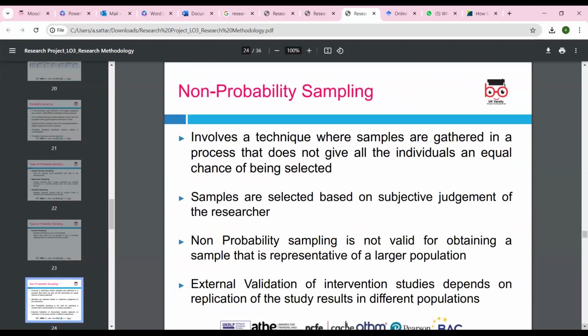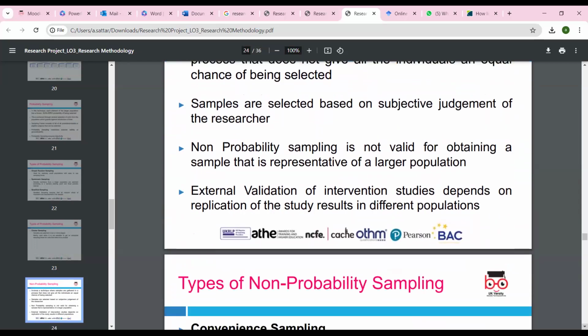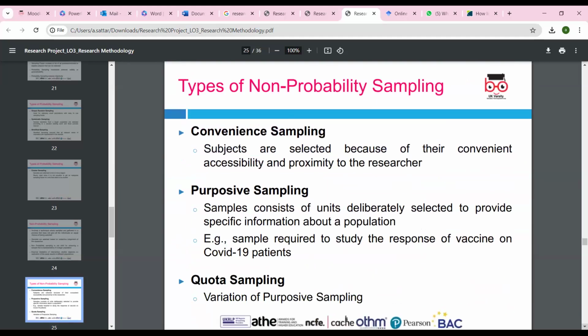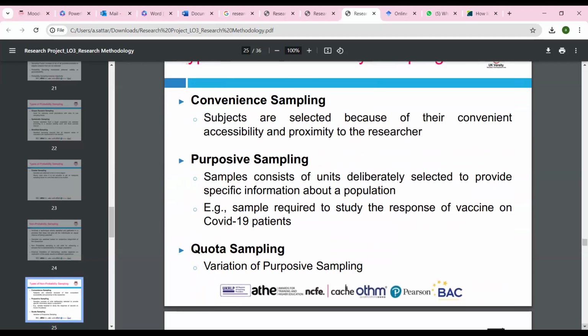Non-probability sampling involves techniques where the sample is selected in a process that does not give all individuals an equal chance of being selected. The samples are selected based on subjective judgment. Non-probability sampling is not valid for obtaining a sample representative of a large population. External validation of an intervention study depends upon replication of the study results in different populations. We can use convenience sampling, where subjects are selected because of their convenience, accessibility and proximity.